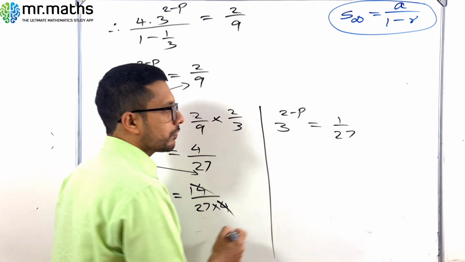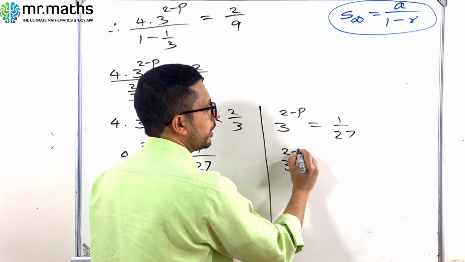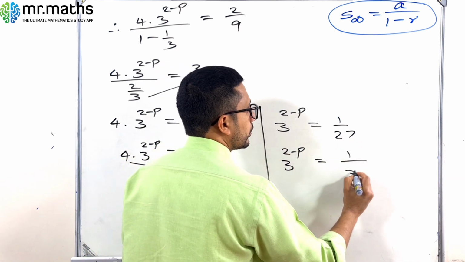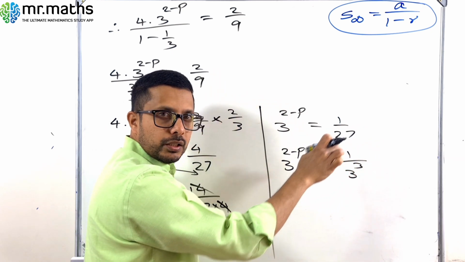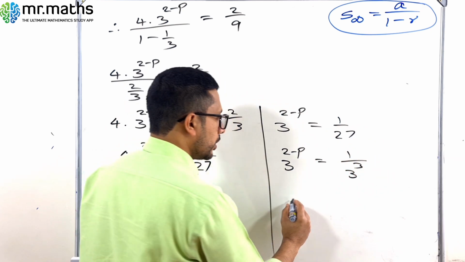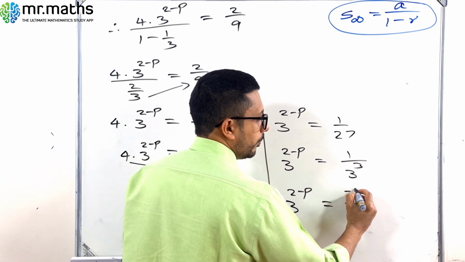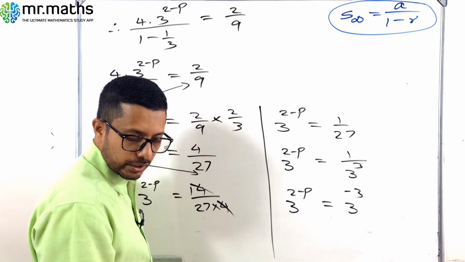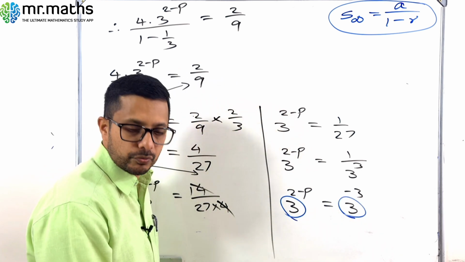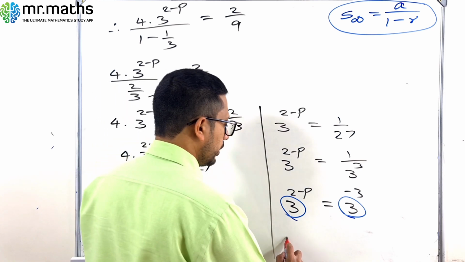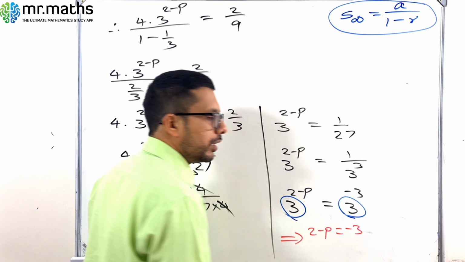1 over 27 is what? 27 is 3 raised to 3. So 3 raised to 2 minus p is equal to 1 over 3 raised to 3. If I take this 3 raised to 3 to the numerator, applying the exponent rule, it is 3 raised to 2 minus p is equal to 3 raised to minus 3. Now we can see the bases are the same. So what can we do? We can equate the exponents. So 2 minus p is equal to minus 3.